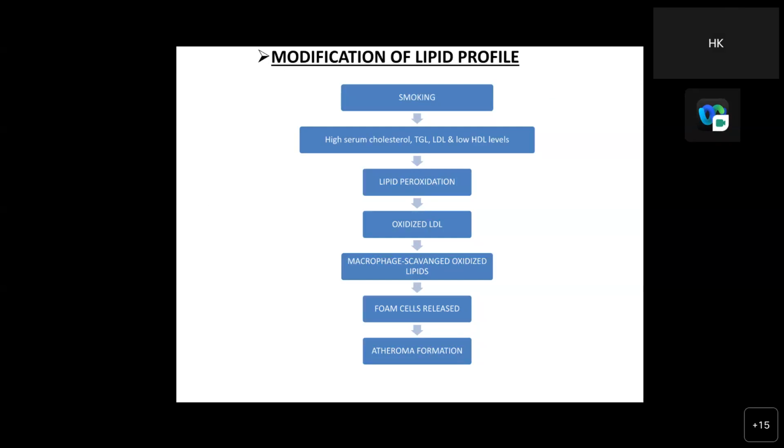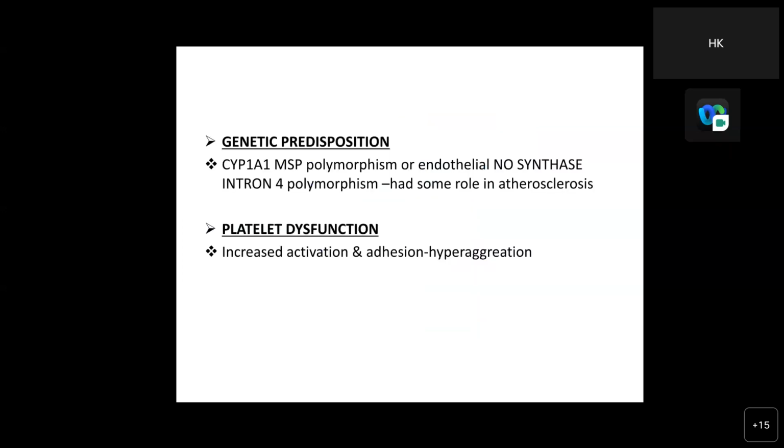The increased LDL and other lipids undergo oxidative processes, that is, peroxidation, which leads to increased levels of oxidized LDL, which is scavenged by the macrophages. From that, foam cells are formed, and the foam cells are deposited in the endothelium and form the atheroma. Smoking also interacts with genetic predisposition, like CYP1A1 MspI polymorphism or endothelial nitric oxide synthase intron 4 polymorphism, which also play some role in atherosclerosis.